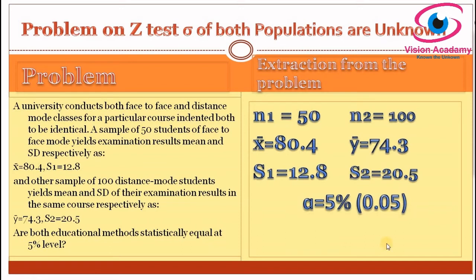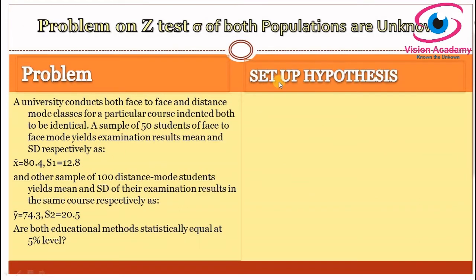Then let us make a step-by-step approach to test this hypothesis. Firstly, we want to formulate the null and alternative hypothesis. Here we wish to test whether both educational methods are statistically equal at 5% level of significance. Here mu1 and mu2 denote the face-to-face and distance mode students respectively, and our claim would be mu1 equal to mu2. So mu1 is face-to-face and mu2 is distance mode, and they have asked us to test whether both education methods are statistically equal.